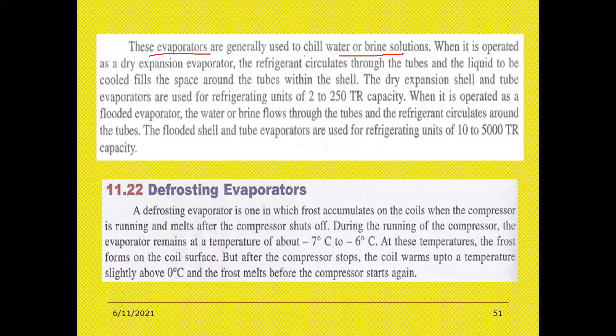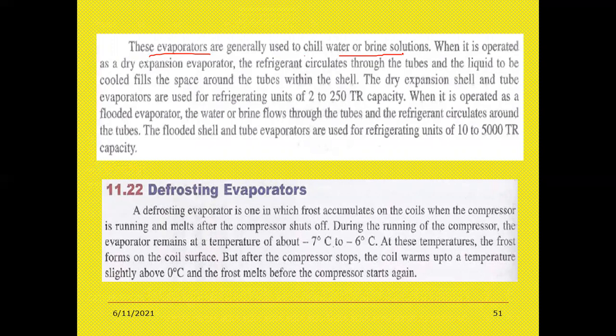the refrigerant circulates through the tubes and the liquid to be cooled fills the space around the tubes within the shell. The dry expansion shell and tube evaporators are used for refrigerating units of 2 to 250 TR capacity.